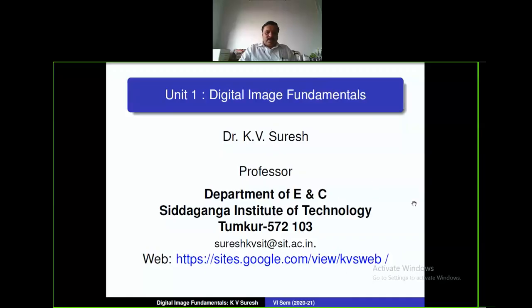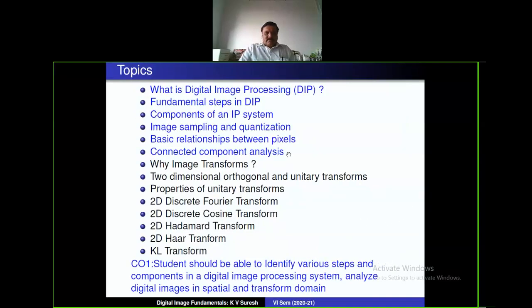Okay, so Unit 1 is on digital image fundamentals. Let us just try to understand what we are going to study here. In fact, the topics that we are going to study are divided into two parts. As you can see, I have colored them differently.